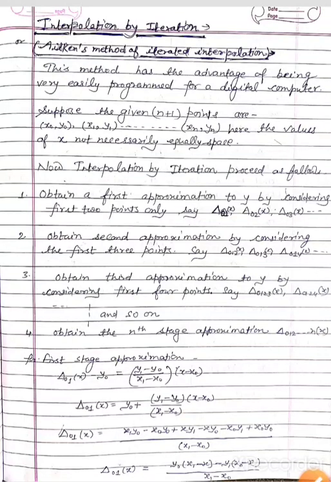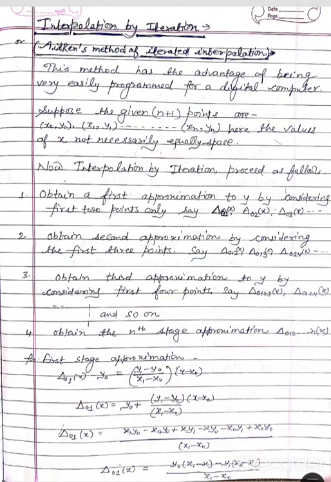Hello students, today we will study the topic interpolation by iteration. This method was presented by Aitken, so this is called Aitken's method of iterated interpolation. This method has the advantage of being very easily programmed for a digital computer.